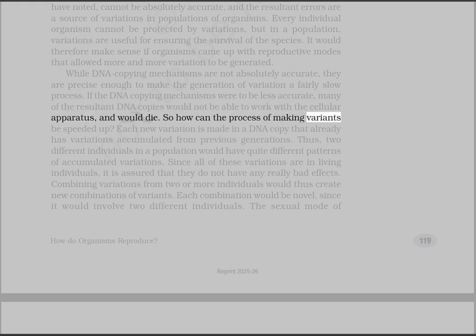So how can the process of making variants be speeded up? Each new variation is made in a DNA copy that already has variations accumulated from previous generations. Thus, two different individuals in a population would have quite different patterns of accumulated variations. Since all of these variations are in living individuals, it is assured that they do not have any really bad effects. Combining variations from two or more individuals would thus create new combinations of variants. Each combination would be novel, since it would involve two different individuals.